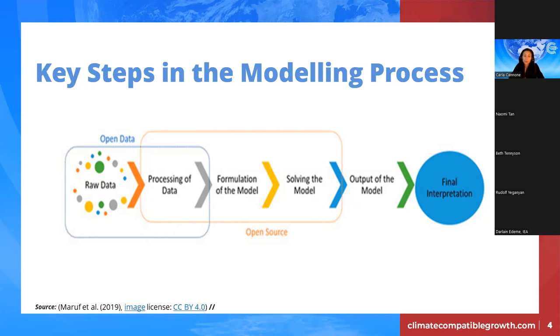The model then has to be solved. And in the case of an optimization model, this involves using a solver on your computer that can find the optimal solution. So let's say the cheapest option, depending on the constraints that you put in. Once the solution has been found, it has to be interpreted in the context of the country. It's important to take into consideration all the assumptions that have been made in terms of constraints, but also on the data and simplifications that were done in the modeling process.